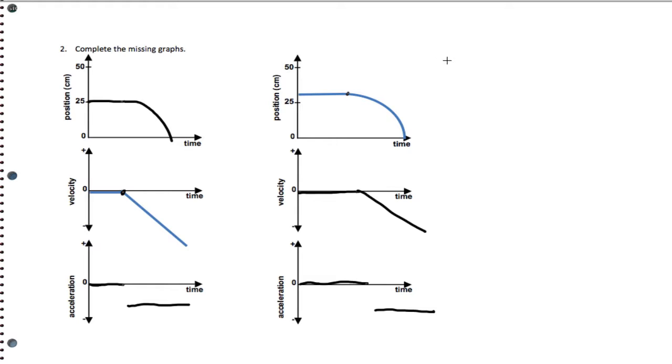I erased something that I want to just reinforce. Remember, this means forward on a position graph, and this means back. Okay, just so you remember. This means slow, and this or this means fast. I'm talking about steepness here, okay? All right.